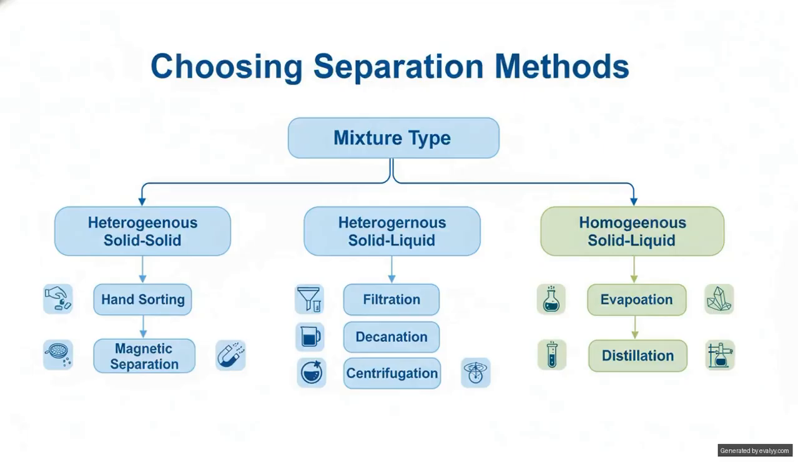Choosing the correct separation method depends entirely on the properties of the components in the mixture. For heterogeneous solid-solid mixtures, methods like manual separation, sieving, or magnetic separation are used. For heterogeneous solid-liquid mixtures, sedimentation, decantation, loading, or filtration are effective. Finally, for homogeneous solid-liquid mixtures, evaporation or distillation are employed. Understanding these choices helps us effectively separate various mixtures.